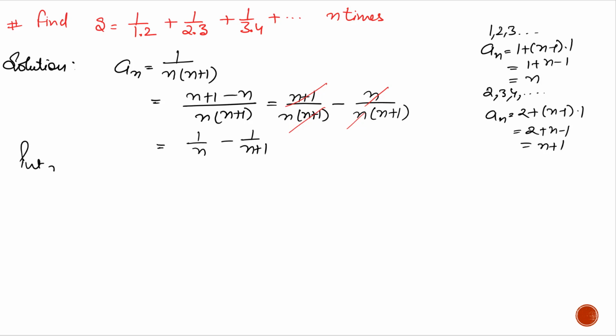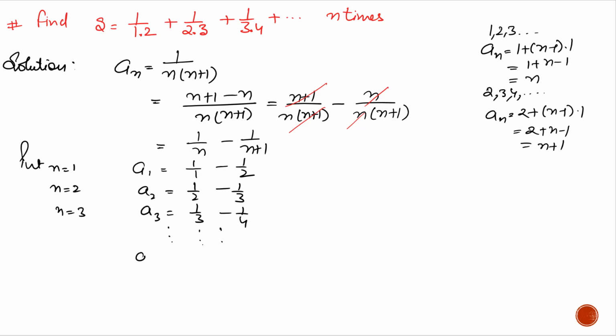Now if we put n equal to 1, then the first term is 1 minus 1 by 2. If we put n equal to 2, the second term is 1 by 2 minus 1 by 3. If we put n equal to 3, then the third term is 1 by 3 minus 1 by 4. And so on. When we put n equal to n minus 1, the n minus 1 term is 1 upon n minus 1 minus 1 by n. And the nth term is 1 upon n minus 1 upon n plus 1.